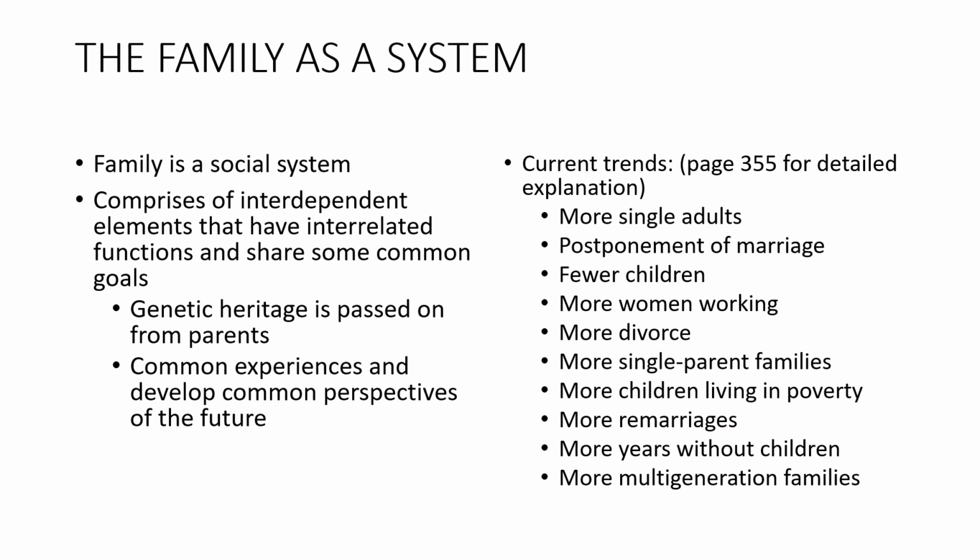The family as a system. Family is a social system, basically meaning that in a family, people talk and have different types of relationships with each other. It comprises interdependent elements that have interrelated functions and share some common goals. So let's say the mom depends on the father, the father depends on the mom, and the children depend on the parents in different ways. You'll see, maybe sometimes when a child is hurt, they might go to their mom because their mom might have Band-Aids and stuff like that.